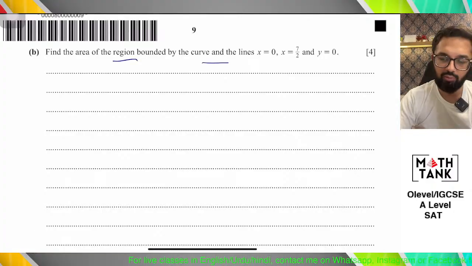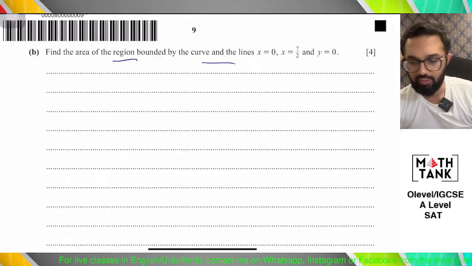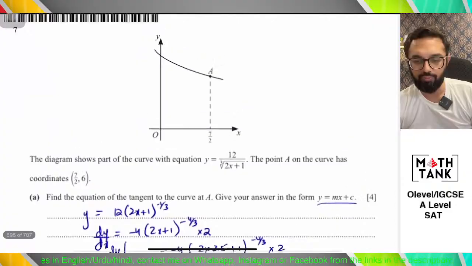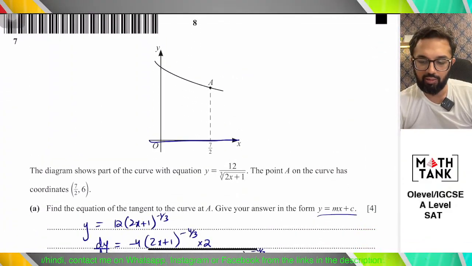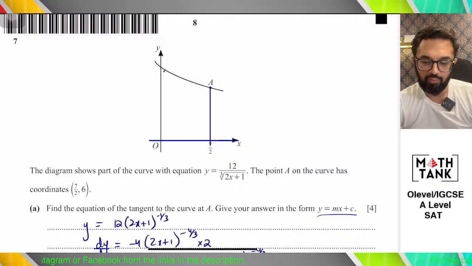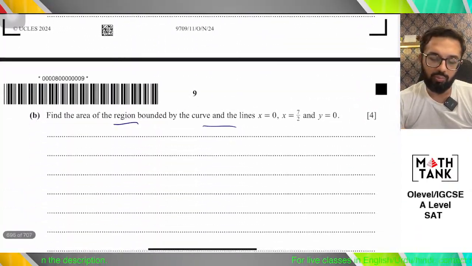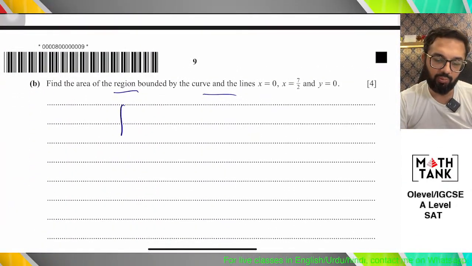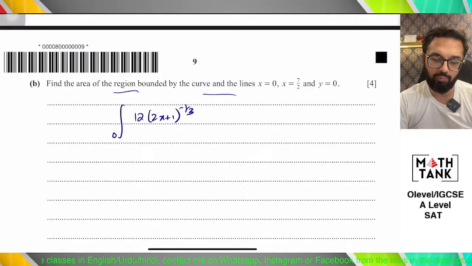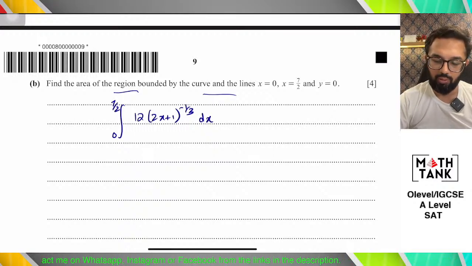It says find the area bounded by the lines x equals 0, x equals 7 over 2, and y equals 0. So y equals 0 is that line. X equals 7 over 2 is that line. So I'm asking you to find this area basically. So that's integrating with limits 0 and 7 over 2. So 12 (2x plus 1) to the power minus 1 over 3 has to be integrated from 0 to 7 over 2 dx. Okay, I can pull the 12 outside, I can let it remain here as well.